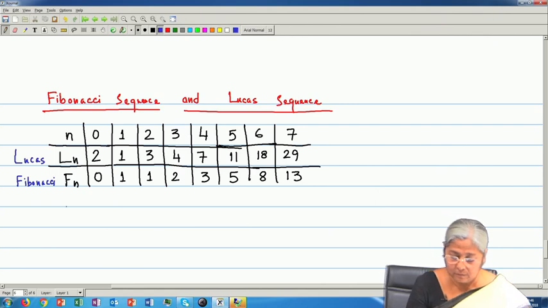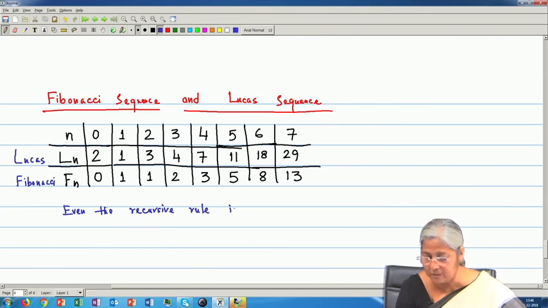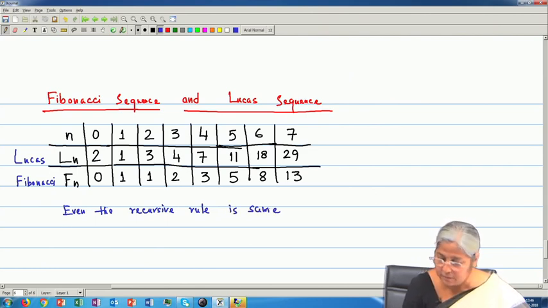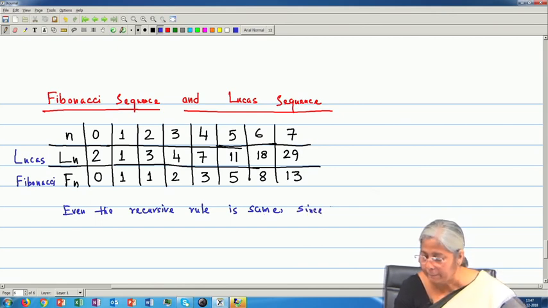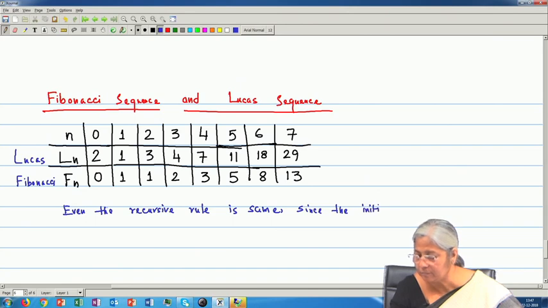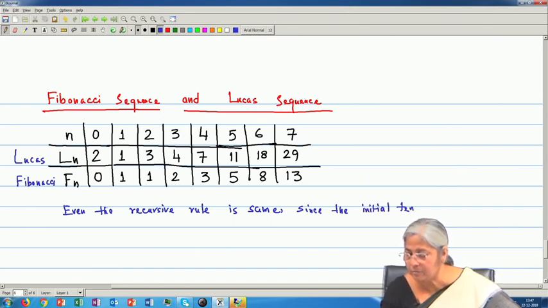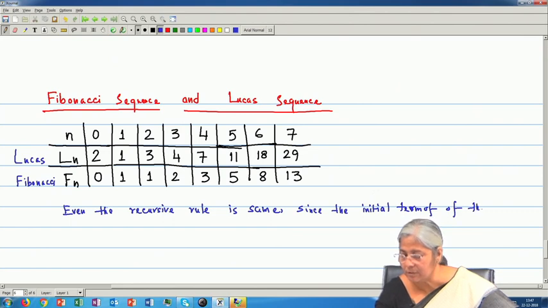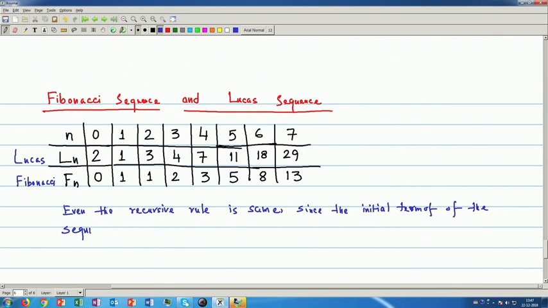The conclusion is that even though the recursive rule or the recursive definition is the same, since the initial conditions or initial terms of the sequences are different, they generate different sequences.